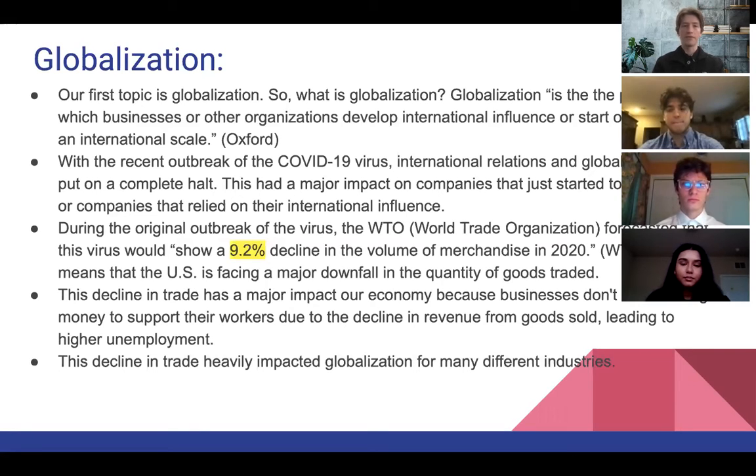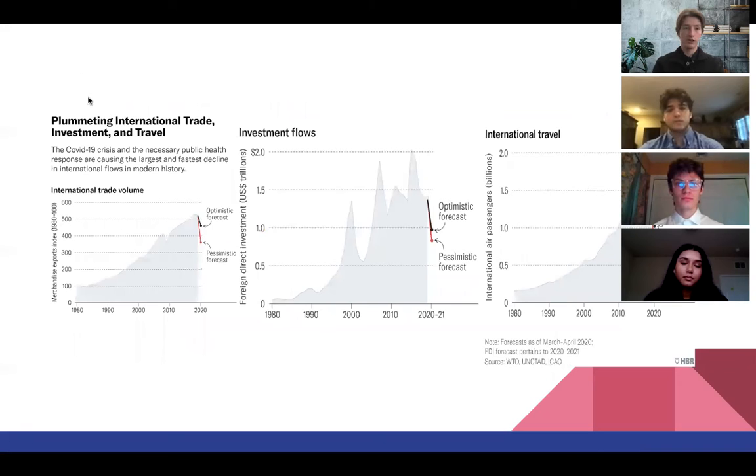This is a big part of the economic downfall because a lot of companies weren't able to produce enough products and generate enough revenue for their company. So this means a lot of unemployment, people being laid off and fired. This decline in trade heavily impacted globalization for many different industries. Here are just a few different sectors of the impact that COVID-19 had on globalization.